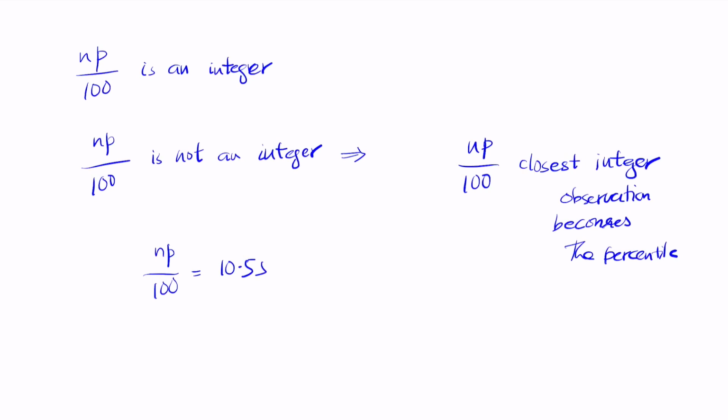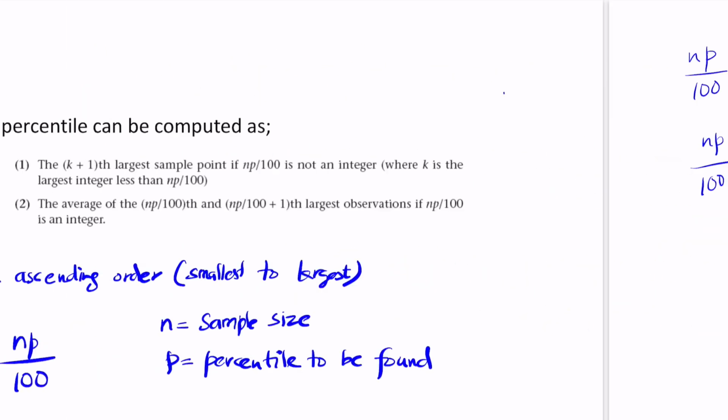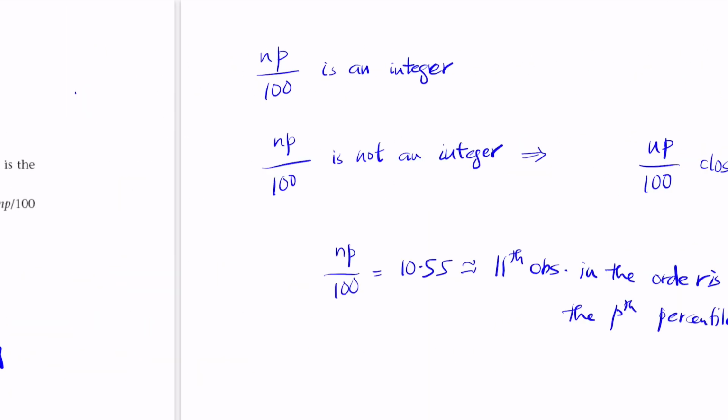For example, let's say NP by 100 is 10.55. We are going to round it off and we'll always write the next integer rather than the previous integer, which is 11. So here the 11th observation in the order is the pth percentile. So this is how we take the integer value.